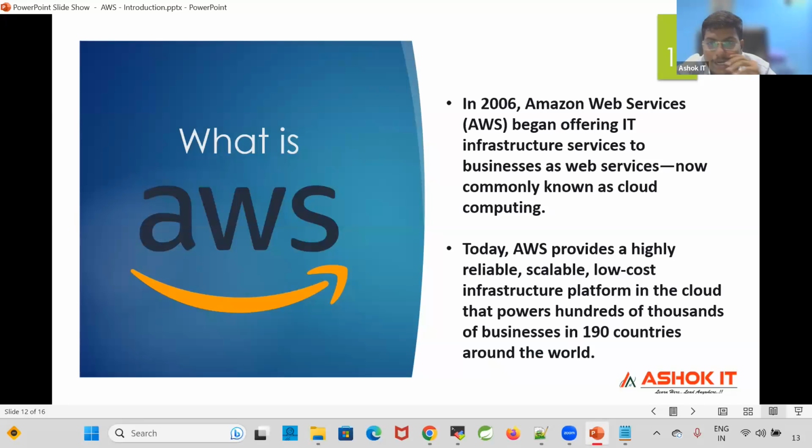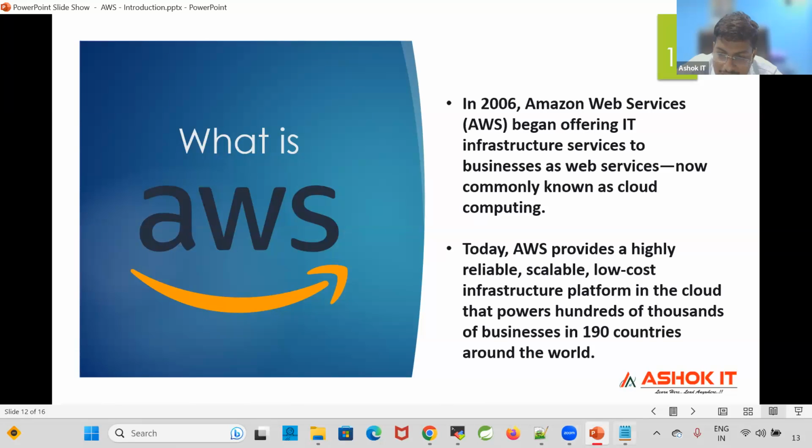What is AWS? AWS stands for Amazon Web Services. Amazon company is providing services through the web, through the internet. They are providing the infrastructure. For your company, whatever infrastructure services are required, you can take them from the web, provided by AWS. That's why they named it Amazon Web Services. So they are providing services through the web to run your business. In 190 plus countries, people are using AWS cloud to run their business.